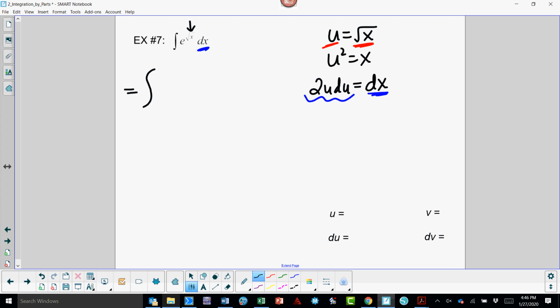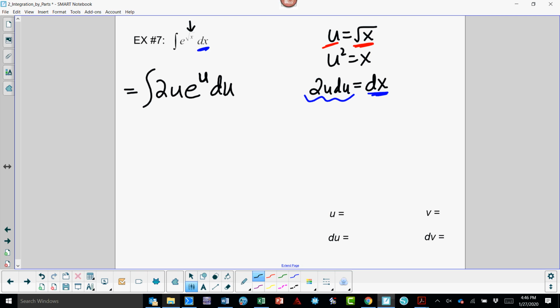So that's going to make it the integral of 2u e to the u dx, or du, sorry, du, okay? Because I put 2u du instead of the dx, so that's what was in blue, and then the square root of x is a u. So now my entire problem is in terms of u.